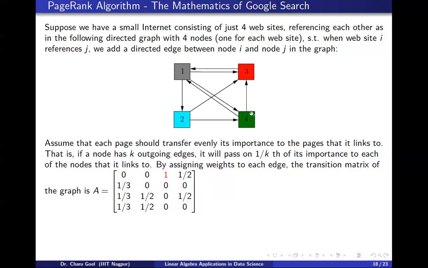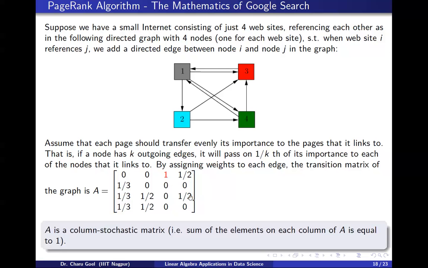Similarly, node 4 is just linking to node 1 and node 3, or page 1 and page 3. So at the 1st and 3rd positions, we get 1/2, 1/2. Now note that this is called a column stochastic matrix.